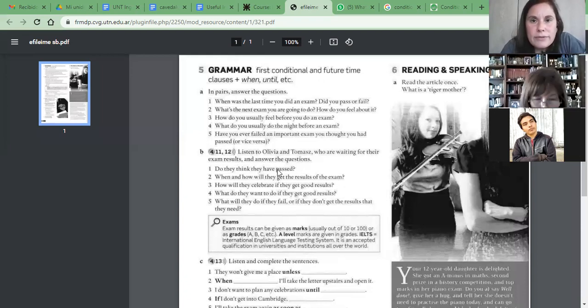It says first conditional and future clauses plus when, until, etc. And I want you to ask each other this question and answer it. I will start and we will role play it. I will do it as an example. For example, Marta, when was the last time you did an exam? And the second question is if you passed it or if you failed it.